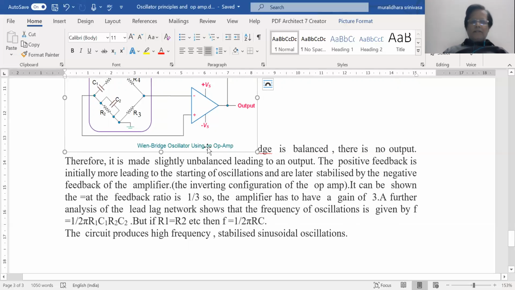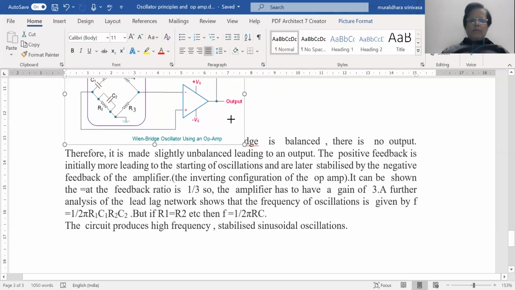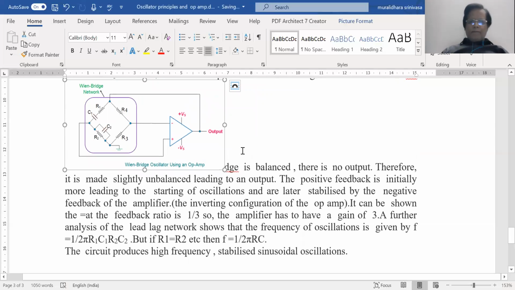When the bridge is balanced, obviously there is no input to the circuit, so there is no output. Therefore, this bridge is made slightly unbalanced, and that can give an input leading to an output being produced. This positive feedback initially is more, leading to the starting of oscillations, and later, as I told you, some noise voltages, random voltages set up in the circuit, they repeatedly get amplified, fed back, amplified, fed back.